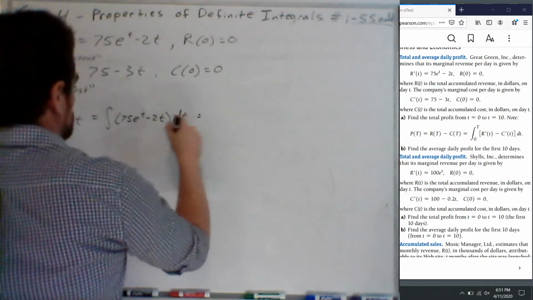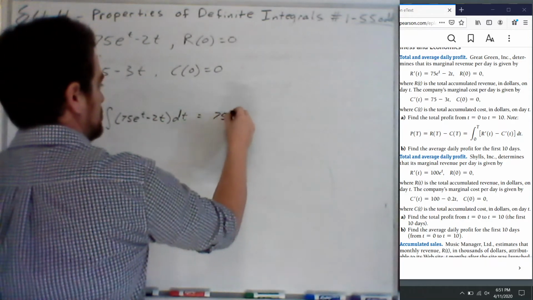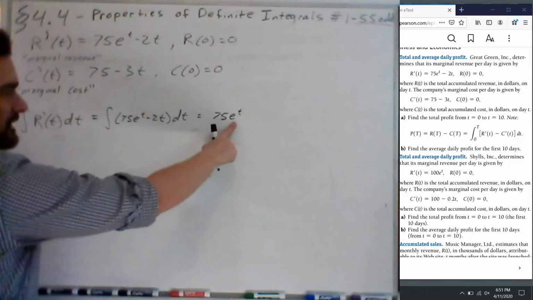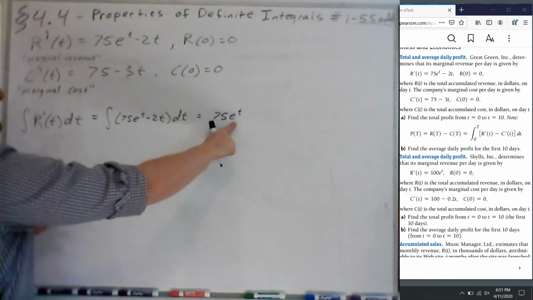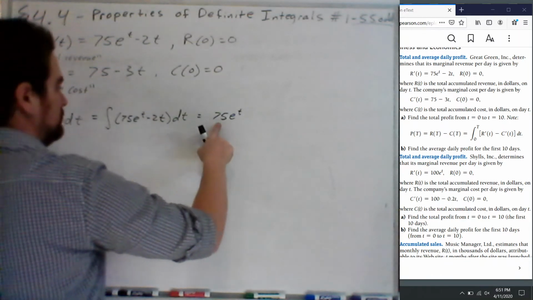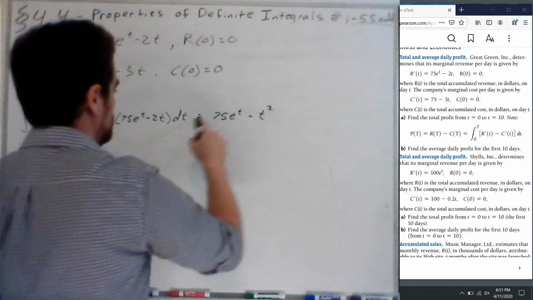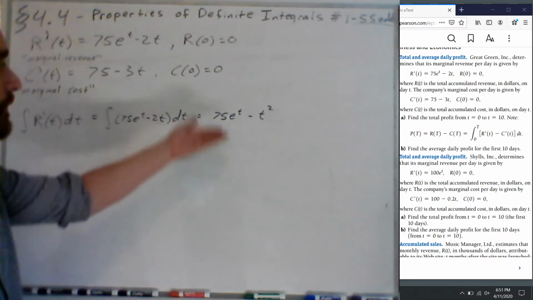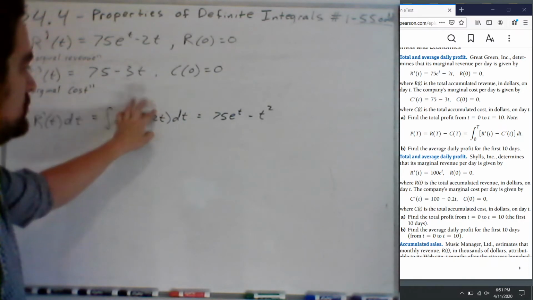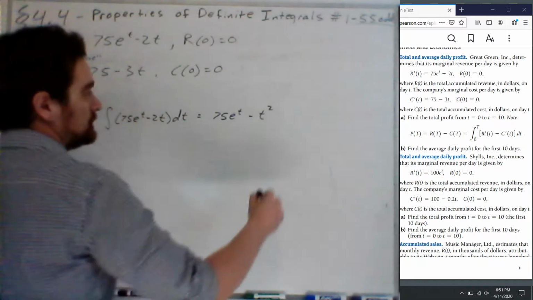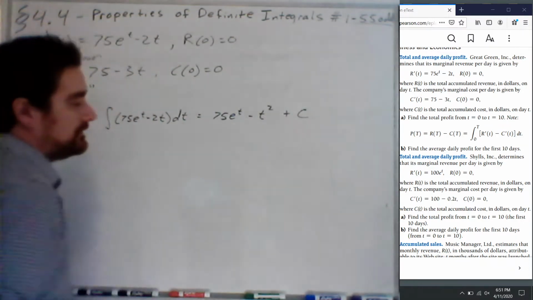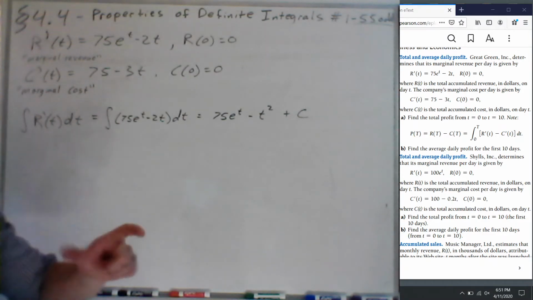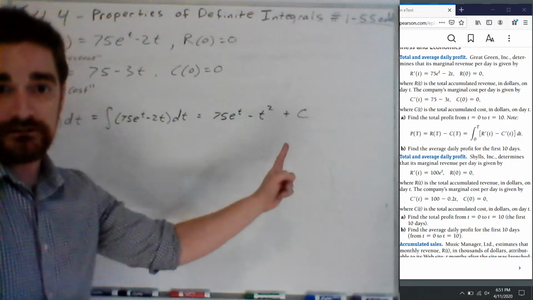Notice that we get 75 e to the t, because if we find the antiderivative for e to the t, it's just e to the t. 75 is just a multiple. It's there, it'll always be there. Integrate negative 2t, we'll get negative t squared, right? The power goes up, and then I divide by 2, which cancels out that coefficient of 2. But be careful, we're not doing this on an interval from a to b, so we need that plus c back in our picture.